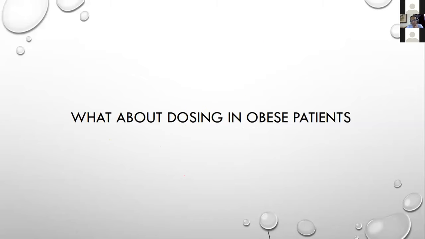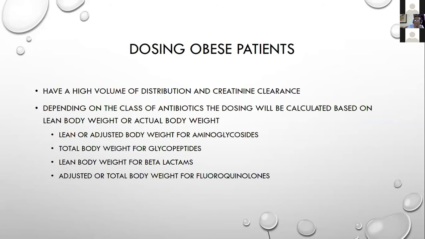So what about the dosing in obese patients? Remember that obese patients have a very high volume of distribution and they also have an increased creatinine clearance. And you have to calculate either the lean body weight or the actual body weight. So what we normally do is, for fluoroquinolones, you need to use an adjusted body weight. For beta-lactams, you need to use the lean body weight. And for glycopeptides like vancomycin, you use the total body weight. And it's very, very important, whichever you use.